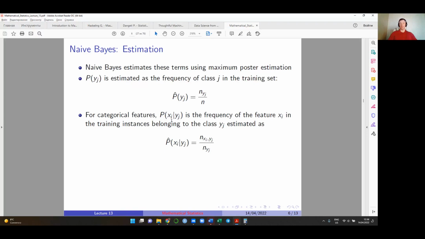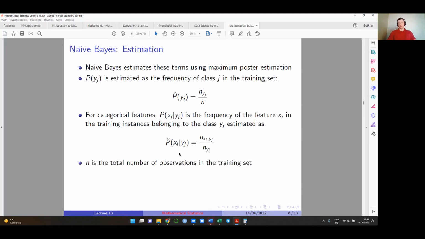For the categorical features, we are going to talk only about categorical features, all categorical variables. This probability is a frequency of this feature in the training instances belonging to the class yj, estimated as here. So what does this mean? It means that I need to count how many instances have both xi and yj, so belong together to the class yj and have this feature xi. And I divide this by the number of observations in this class yj. I will show you an example, but it must be more or less clear how this works. This is also based on the contingency tables, and in the contingency tables you have seen all these numbers.